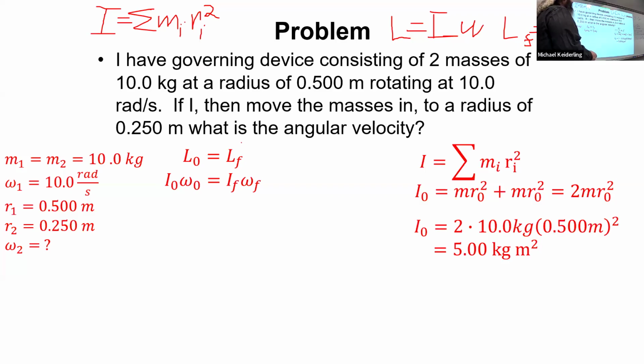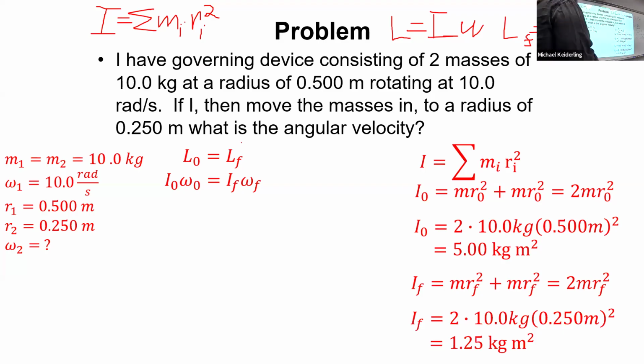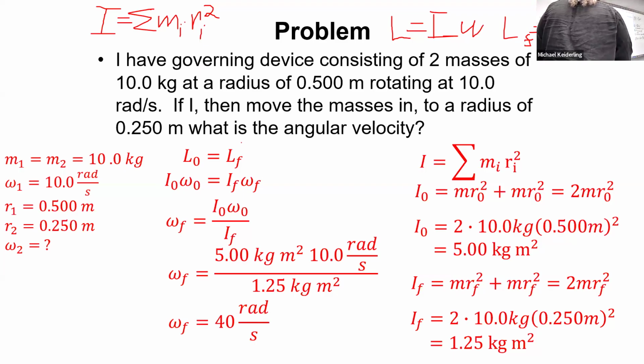2 times 10 kilograms times 0.5 meters squared, which is 5 kilogram meters squared for I naught. I final is going to be 2 times mass times radius final squared, or 1.25 kilogram meters squared, because 2 times 10 kilograms times 0.25 meters squared. Omega final is going to be I naught omega naught over I final. So 5 kilogram meters squared times 10 radians per second divided by 1.25 kilogram meters squared. And that will be 40 radians per second. And I should change those subscripts.